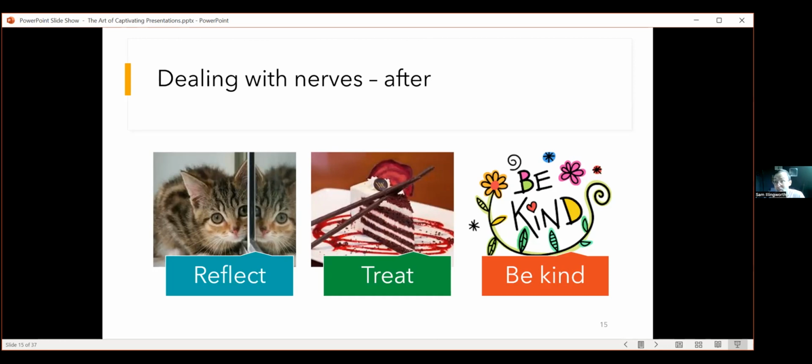Secondly, treat yourself. So if you've given a good presentation, you might want to treat yourself to a piece of cake. Normally, if I've gone to a conference, for example, I'll go for a run after a presentation as I've got a lot of adrenaline and I just want to go away and relax. And then finally, just be kind.